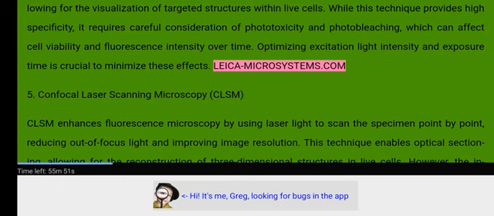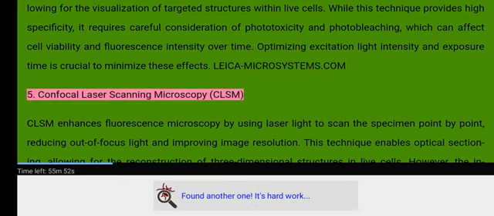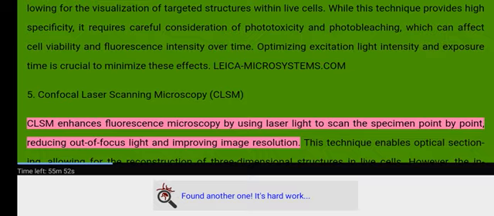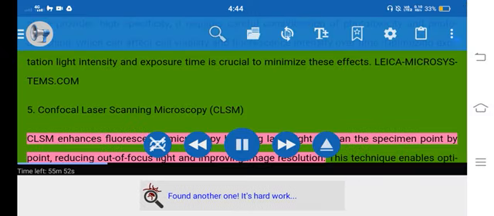5. Confocal laser scanning microscopy, CLSM. CLSM enhances fluorescence microscopy by using laser light to scan the specimen point by point, reducing out-of-focus light and improving image resolution.